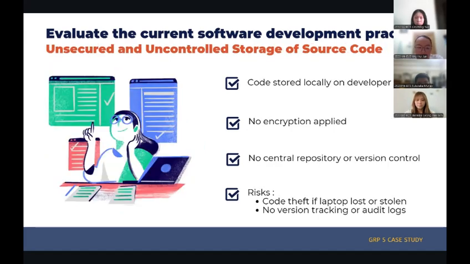And next is unsecure and uncontrolled storage of source code. Code could be stored locally on development laptops and no encryption applied. Also, there is no central repository or version control. This will increase the risk of code theft if a laptop is lost or stolen, and there is no version tracking or audit log. This means that without a central repository there is poor tracking, collaboration, and auditing, making incident recovery harder.